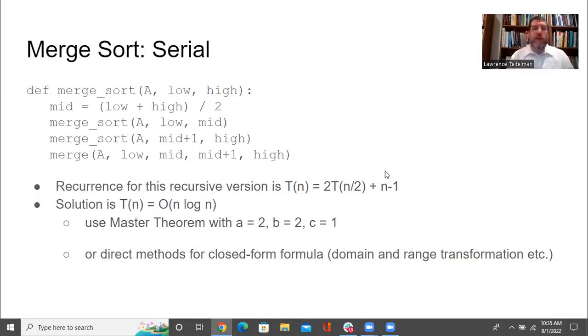So we use the master theorem, and we conclude that it's n log n, or we could derive a closed form formula. Okay, we're not going to derive a closed form formula today. That we've done before, and we have slides for that. All right, question is, can we do better than this? Anyone have any suggestions?